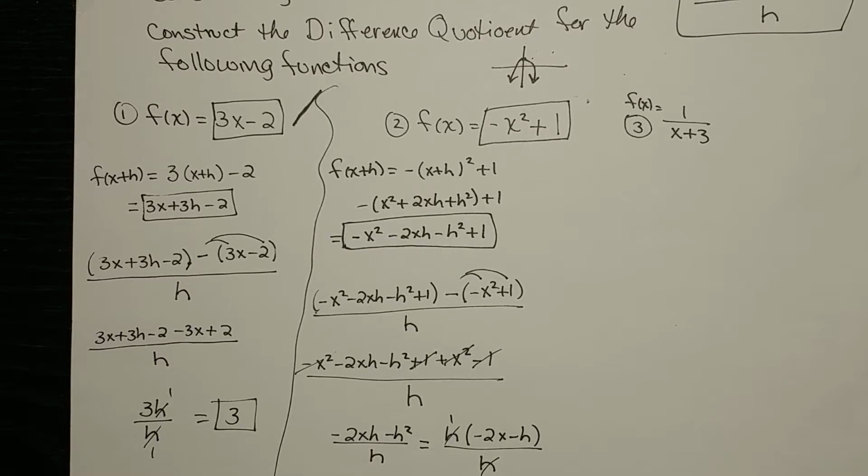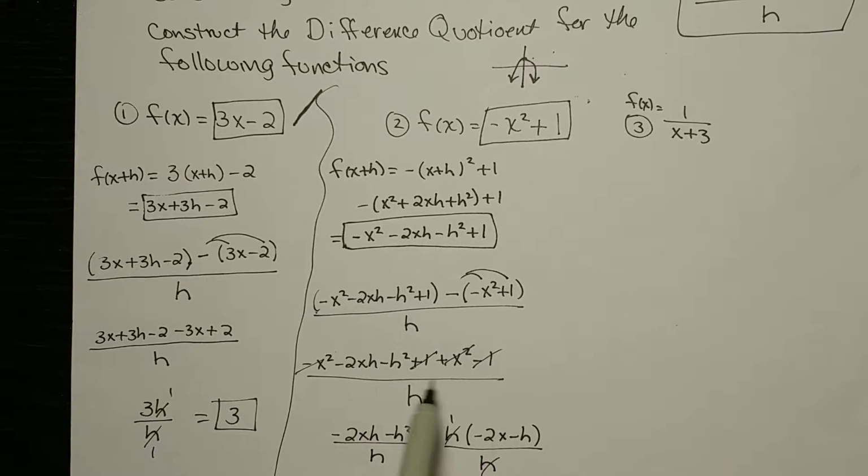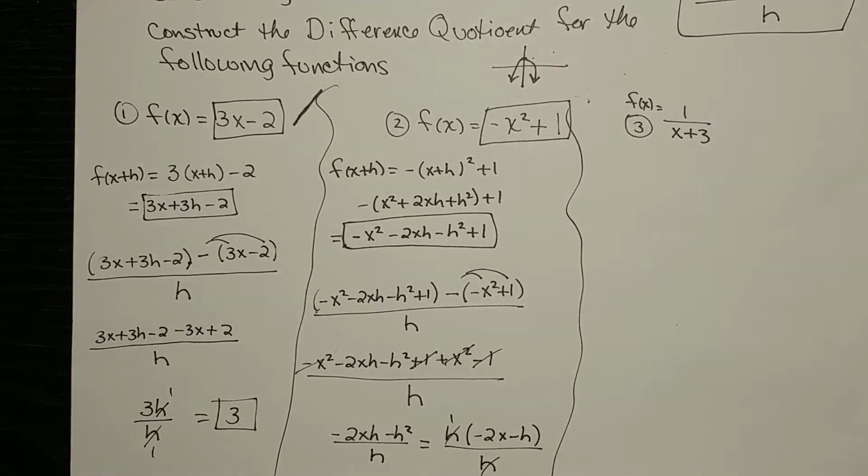All right, here's just something you should know. After we simplify this step, f of x plus h minus f of x, after we've collected like terms, everything left in the numerator should have an h in it that we could factor out. If you can do that, you know you're on the right track, that you've done it correctly.